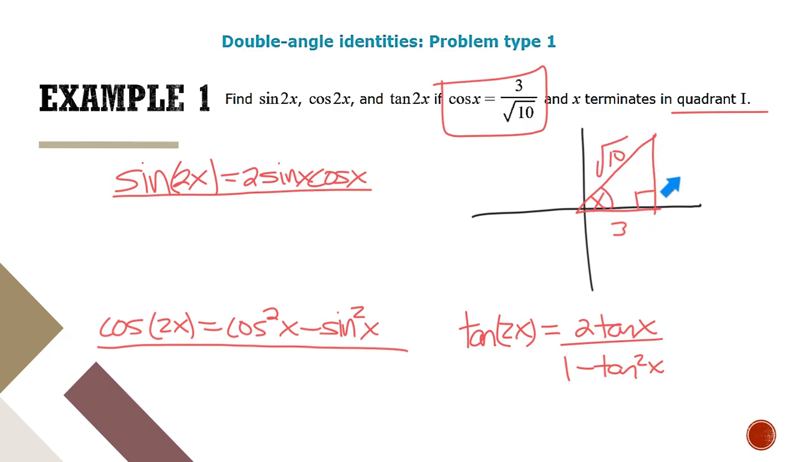We can figure out this side right here by the Pythagorean theorem, which ends up being 1. Again, this squared is 10, this squared is 9, 10 minus 9 is 1, and the square root of 1 is in fact 1. So that's how I did it, Pythagorean theorem. That is something we've been doing all year long.